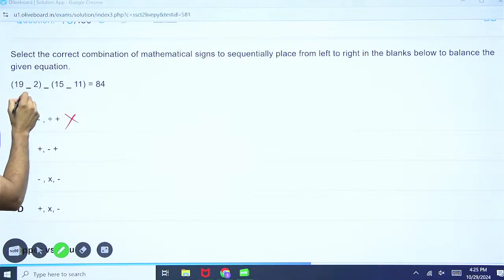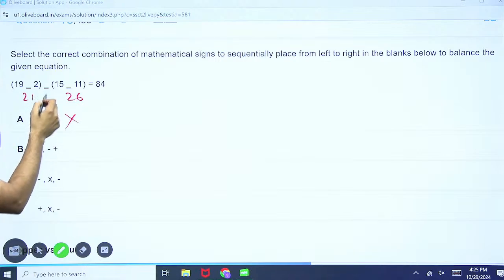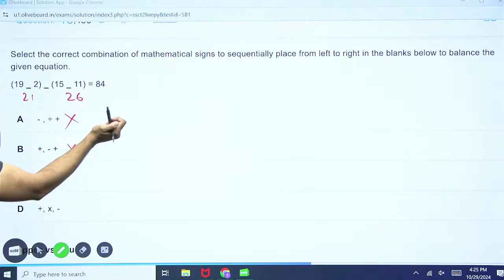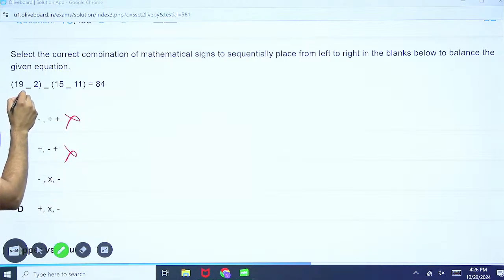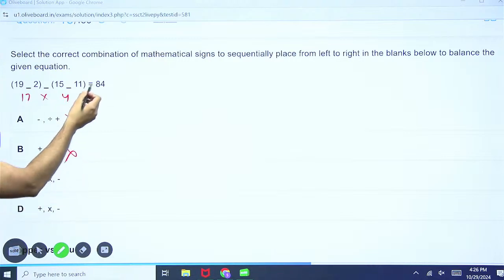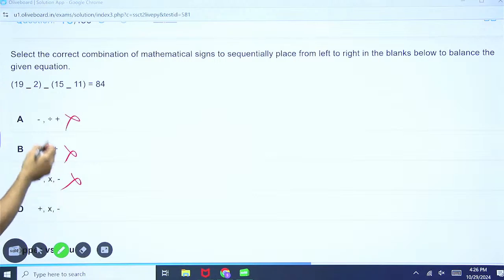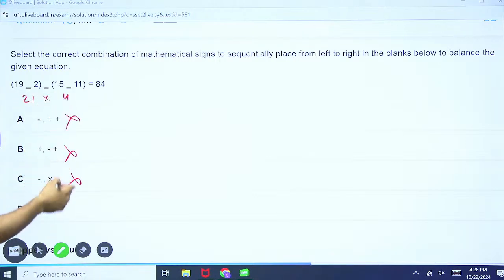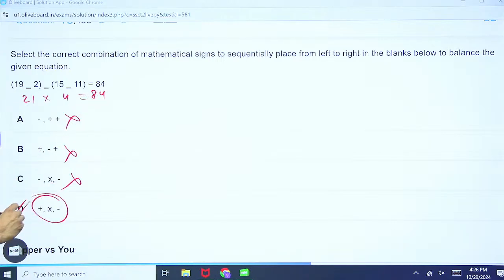Plus minus plus, it will become 21 and 26, right? So 21 minus 26 will never be 84, so this is also wrong. Minus multiply minus, it will become 17 multiply 4, 17 into 4, 68, and hence this is also wrong. Fourth one, plus multiply minus, 21 multiply 15 minus 11, 4, which gives 84, and hence option number D is the right answer. Okay, let's move on to the next question.